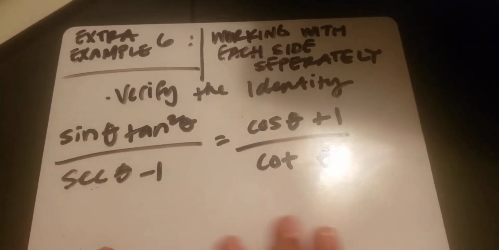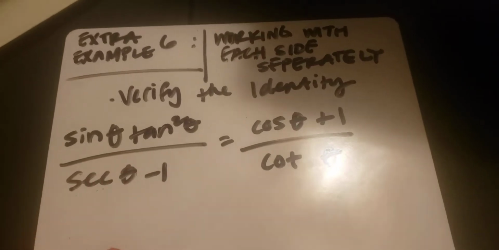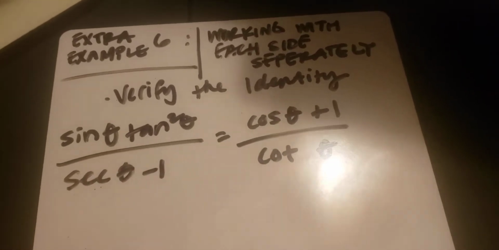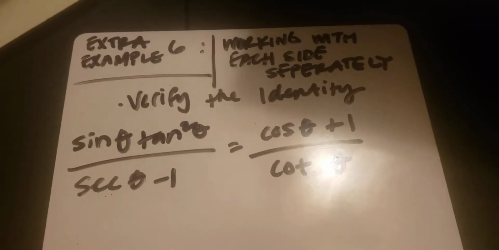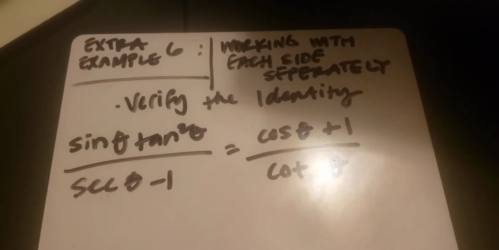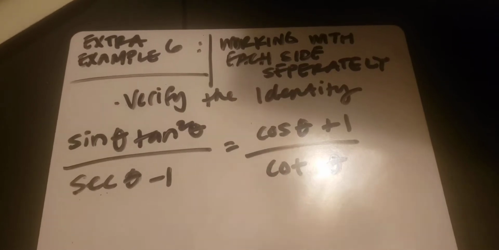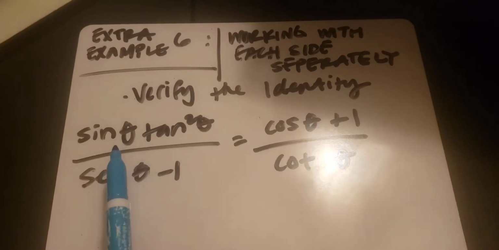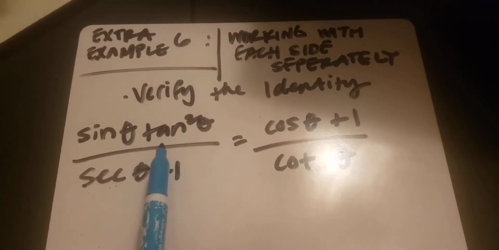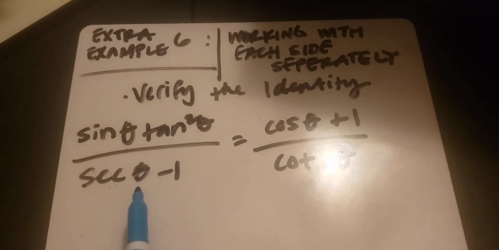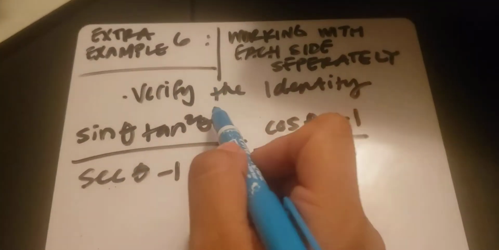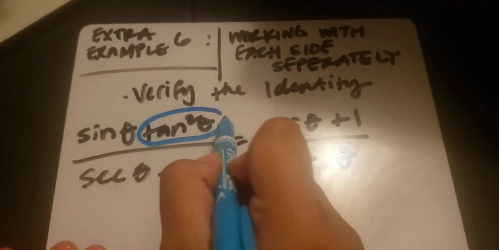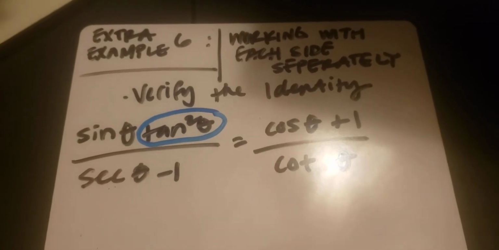So with that said, let's just start with the left side. Just by looking at it, after doing so many of these, you kind of get the feeling you can simplify these. If you look at the numerator, we have sine theta times tangent squared theta over secant theta minus 1. Right off the bat, tangent squared of theta stands out to me because that's a property.